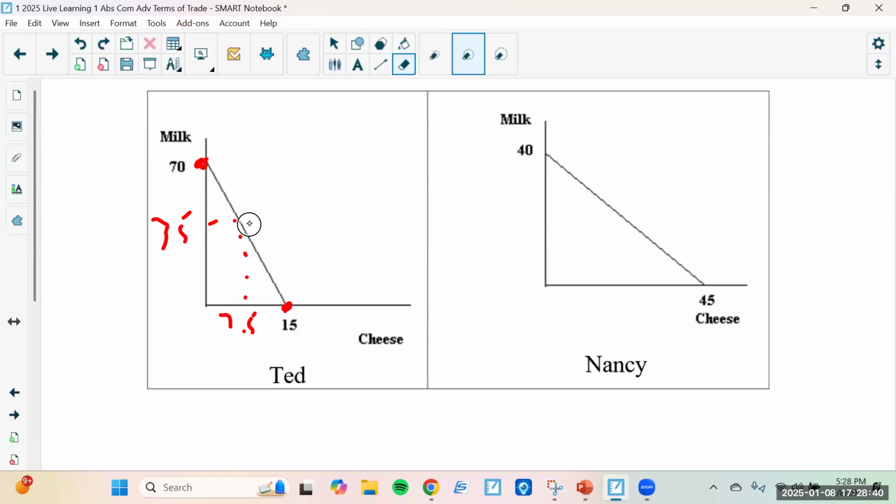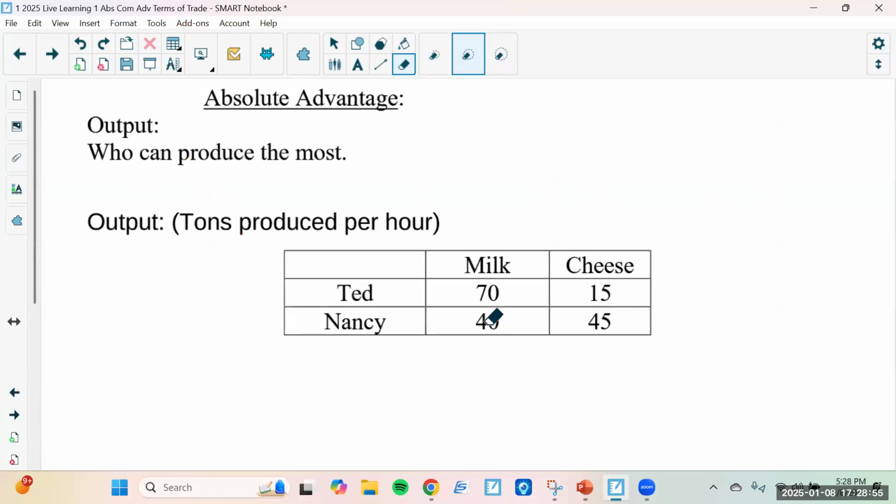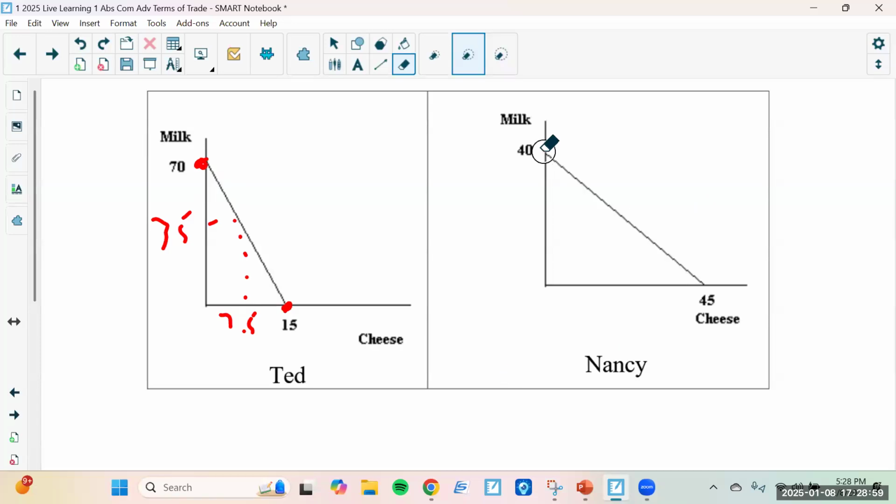Okay. But we're not worried about where he is on this curve. What we're going to find out is that he should actually specialize and produce either milk or cheese, and let Nancy specialize and produce milk or cheese, and then they should trade with each other. So for Nancy, it's 40 milk and 45 cheese. Okay. So looking at this, let me erase this here. Well, I'll go back to the numbers first.